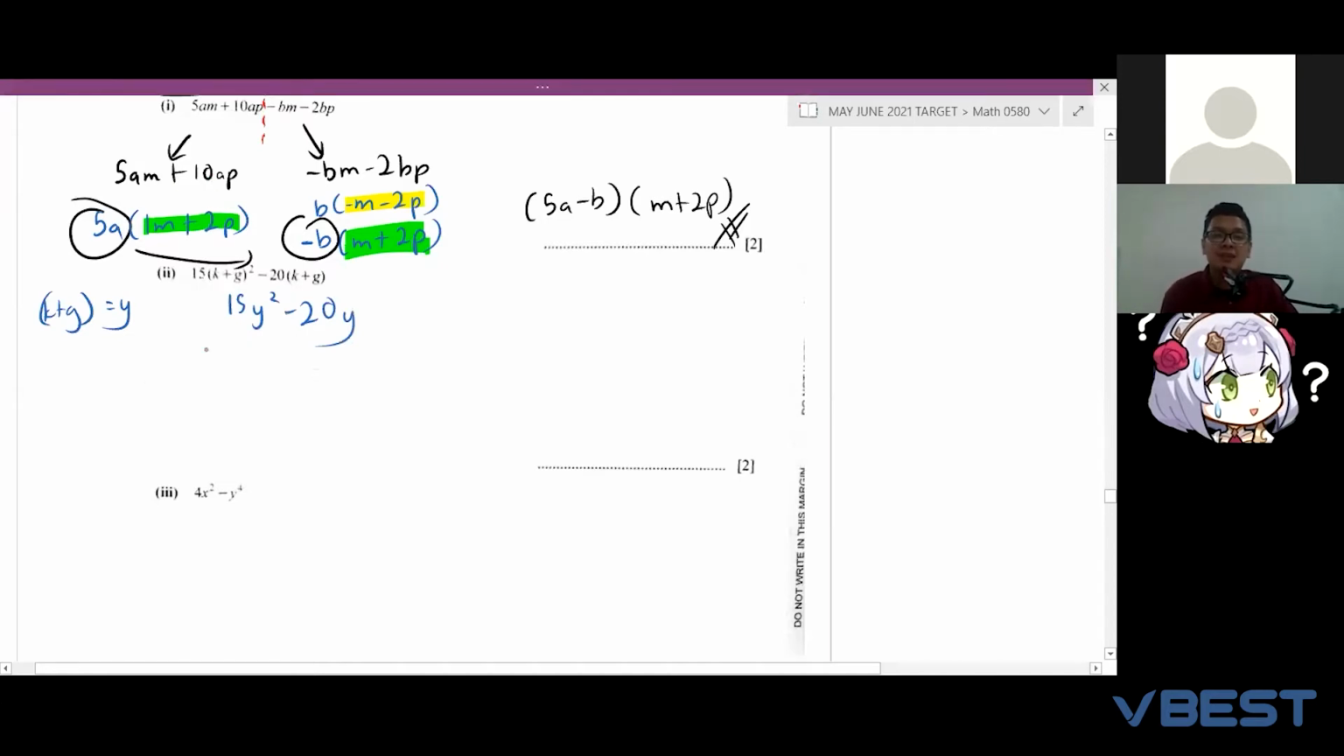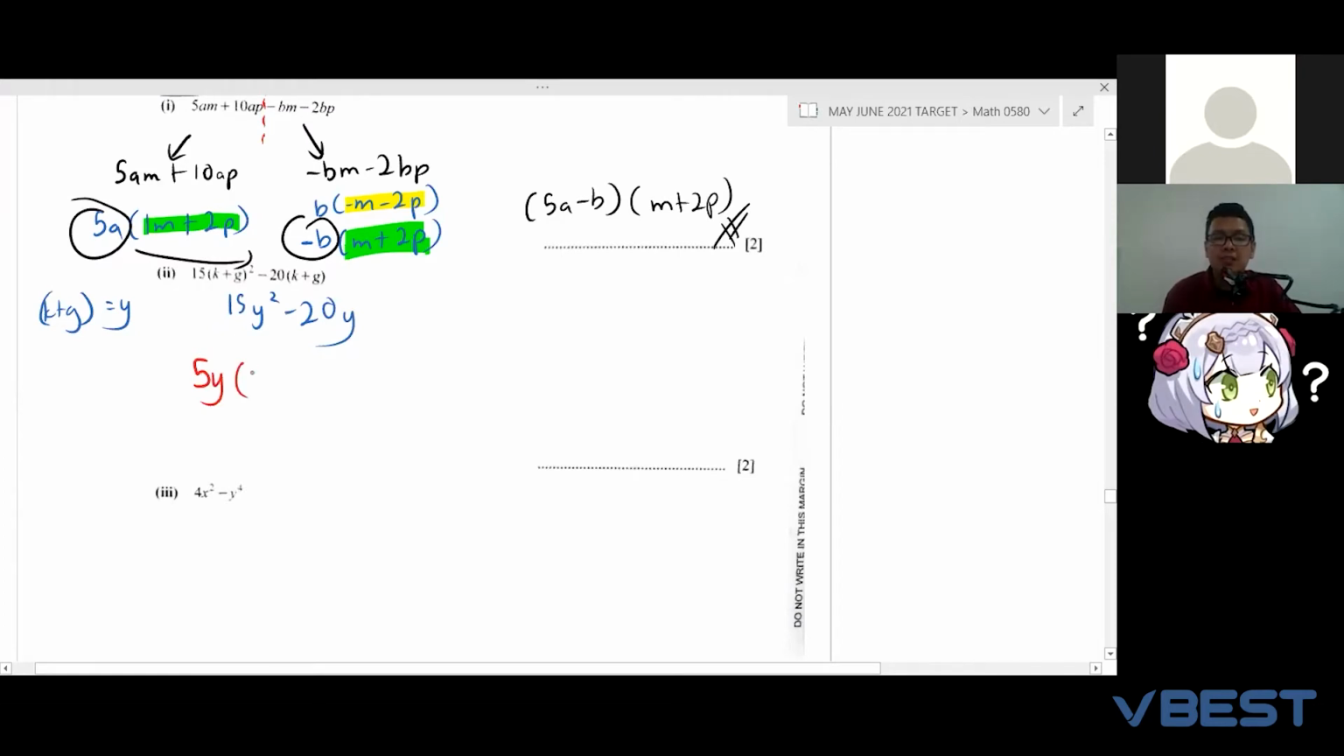When you factorize it, you bring 5 outside and you also bring y outside. So it's going to be 5y multiplied by 3y, which gives 15y squared, and 5y multiplied by 4, which gives 20y. Then you put y back in terms of k plus g. So your final answer is going to be 5(k plus g), and then another bracket, 3(k plus g) minus 4. If you want to expand inside, you can, but if you just leave it like this, it's also fine. It already gets the marks.